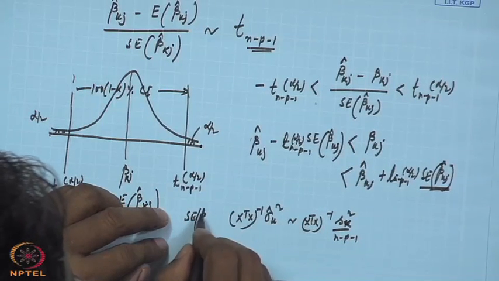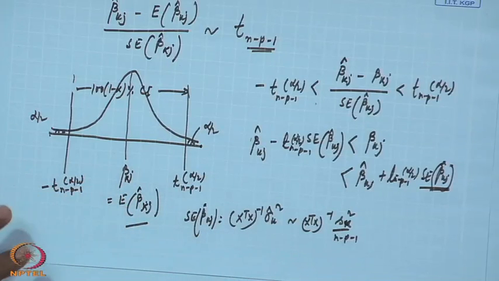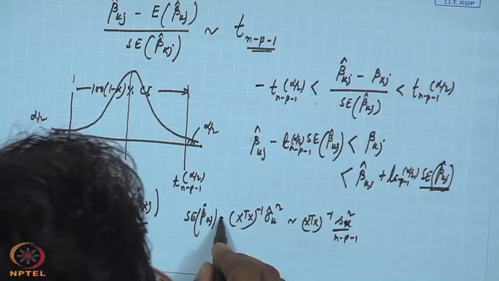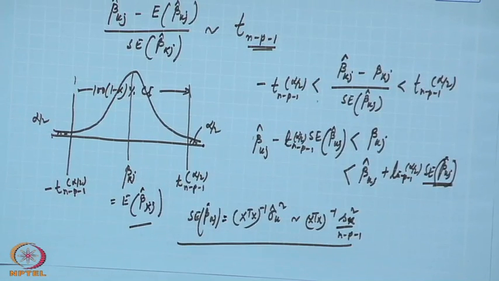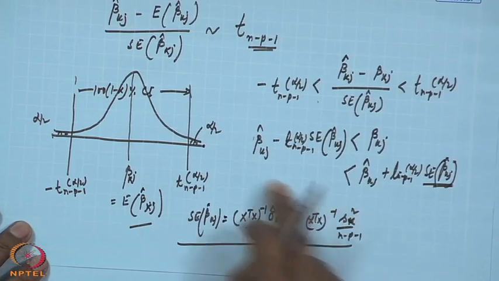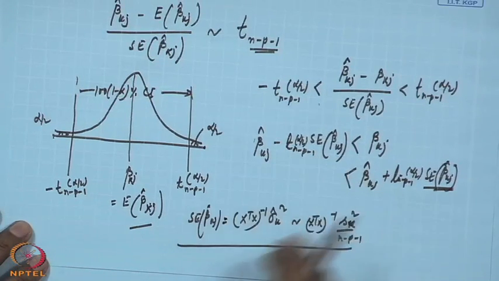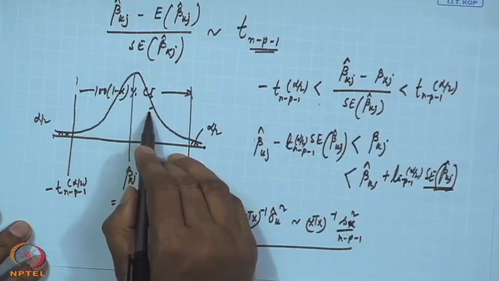Okay, you check this one. If there is a mistake, you report to me. I don't think there is a mistake. So, ultimately this one is your 100 into 1 minus alpha percent confidence interval.